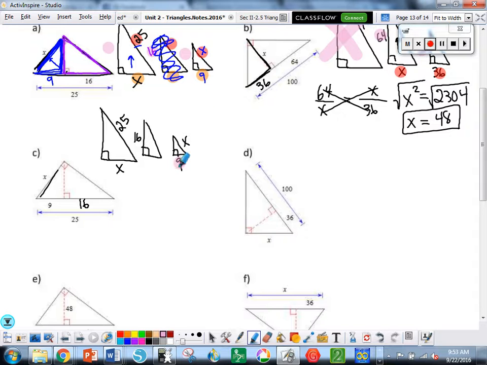Corresponding parts. The 9 matches up with the X. The X matches up with the 6. No, it doesn't. X matches up with the 25. There's our proportion. We don't need the middle one at all.